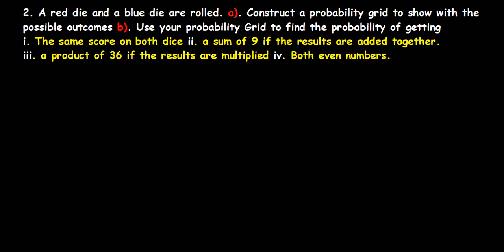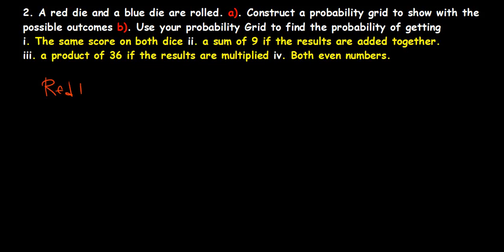Here we've been given a blue and a red die. So we have a red die here, and then we also have a blue die. It's important to know that on the die you have the numbers 1 to 6. So we have 1, 2, 3, 4, 5, and 6. And on this other die you still have 1, 2, 3, 4, 5, 6.